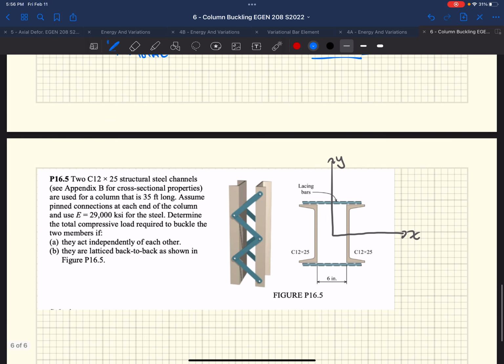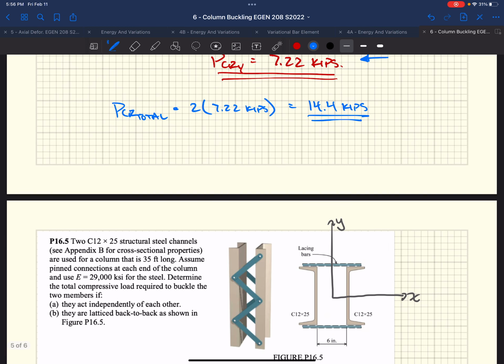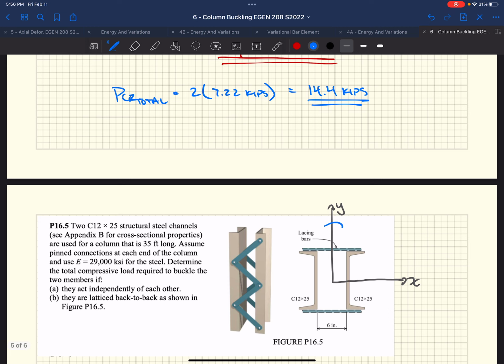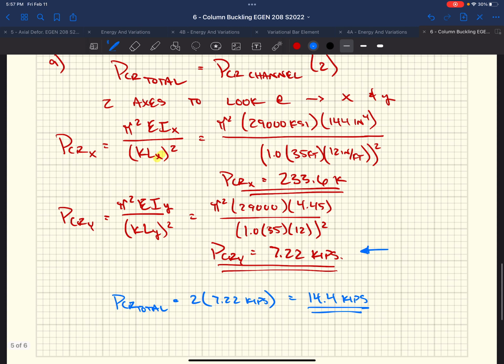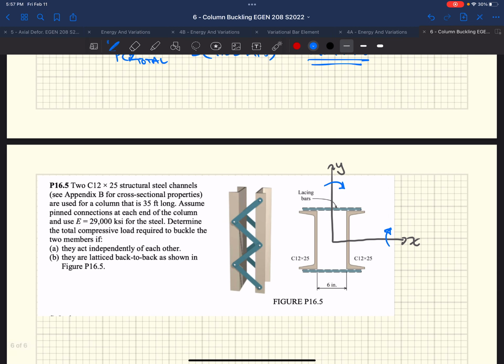Well, part B says, now let's lattice these channels back to back. And maybe you're already thinking that makes a lot of sense, right? As we mentioned, there's the resistance to rotation about the y-axis versus the x-axis, and how you would denote the x-axis as the strong axis, because our moment of inertia is larger. And so in order to overcome the restrictions of this reduced capacity of 7.22 kips, well, if we created a lattice framework that made this cross-section work all together, right?